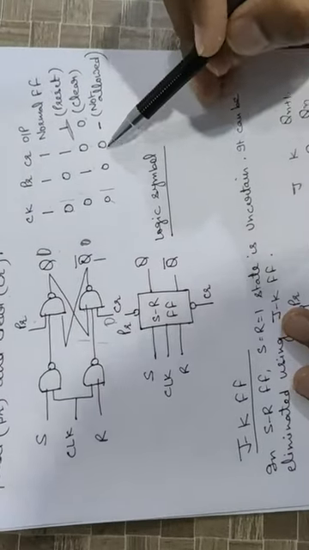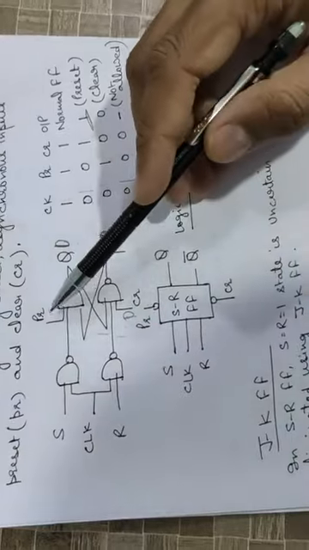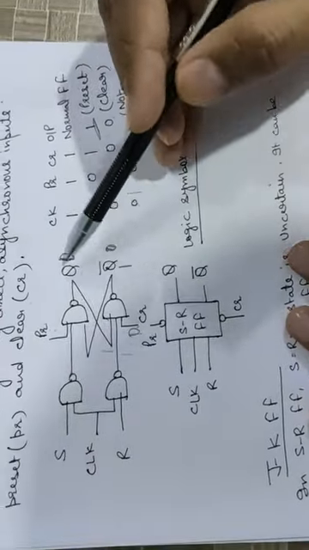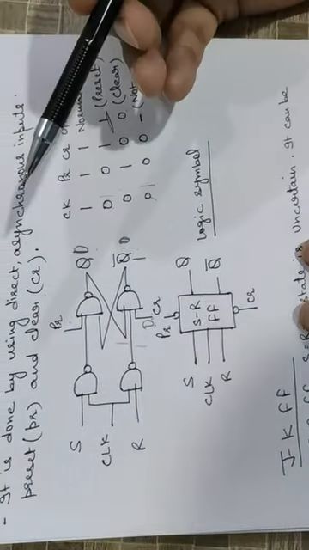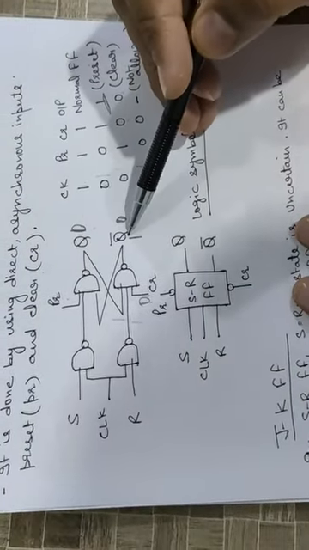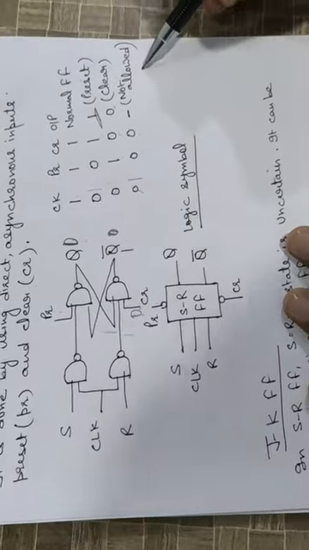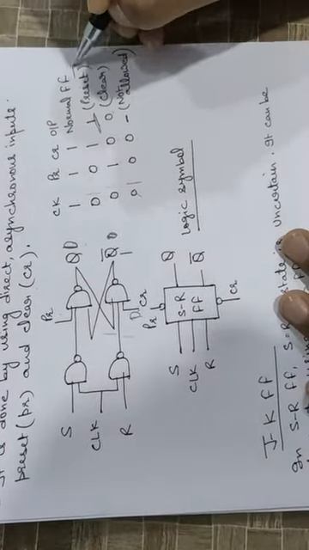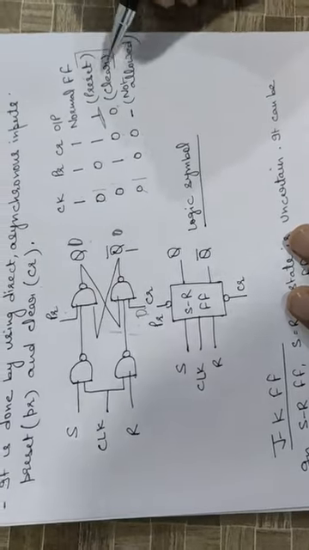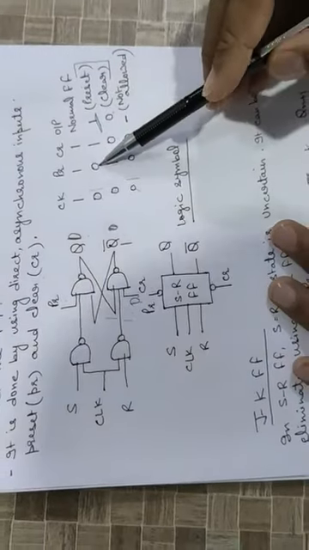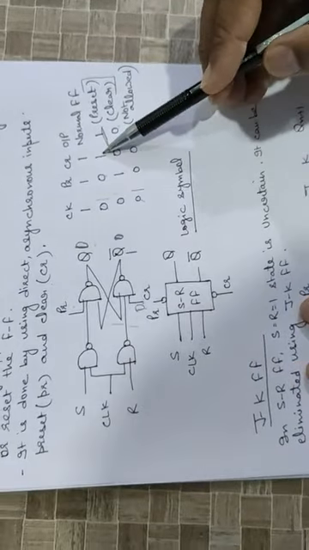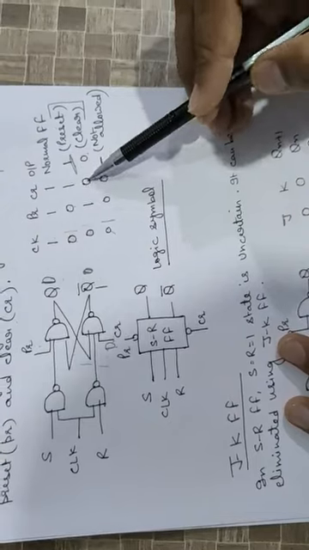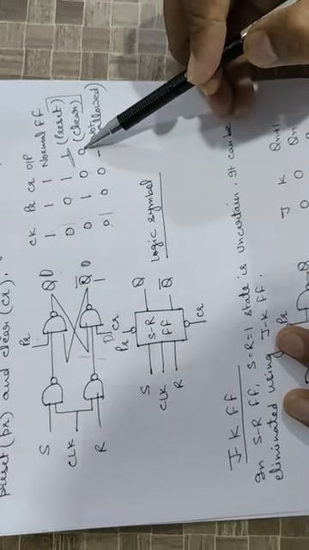If I take both as 0, that is, preset is 0 and clear is 0, in that case I get both outputs as 1, which is not possible because Q and Q bar are complementary. So this condition is not allowed. Before starting with a normal flip-flop, we set the condition to be either preset or clear. If we provide preset 0 and clear 1, I set the value as 1, and if I give 1 and 0, I get the output as 0.